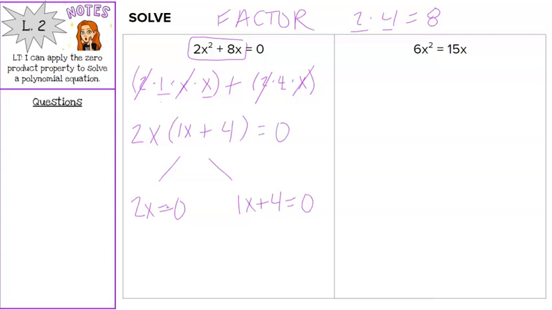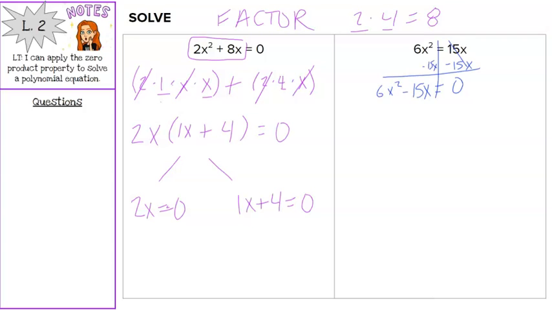So our last example, very similar to our first one, except for, if you can see, it's not equal to 0. So to use the zero product property, we need our equation to be equal to 0. So we're just going to move this 15x over onto the other side by subtracting it. 15x take away 15x is 0. So now I have 6x squared minus 15x. I cannot combine those because they're not like terms. They both have an x, but the x is not raised to the same power. So now that I have my equation written equal to 0, I can now factor it.